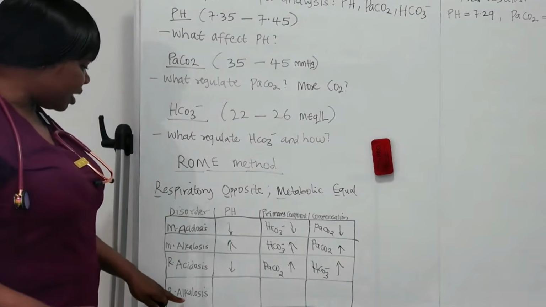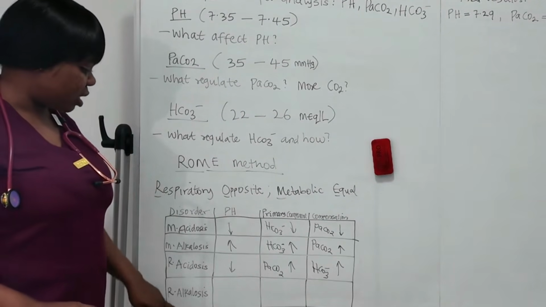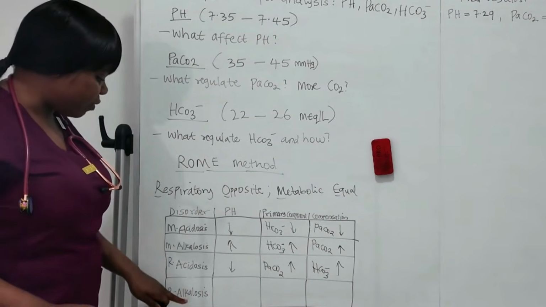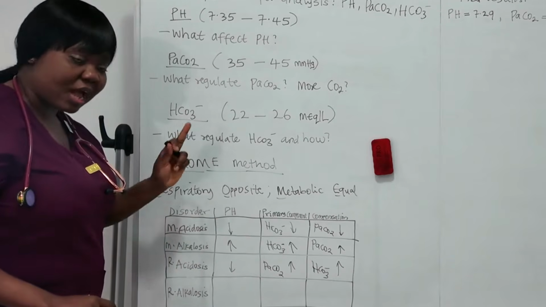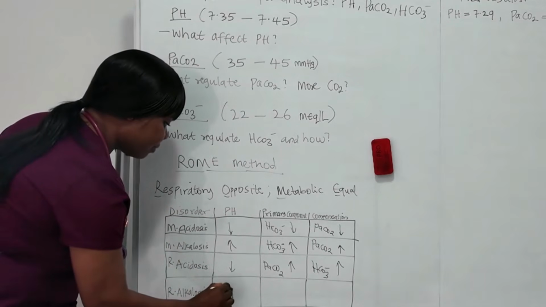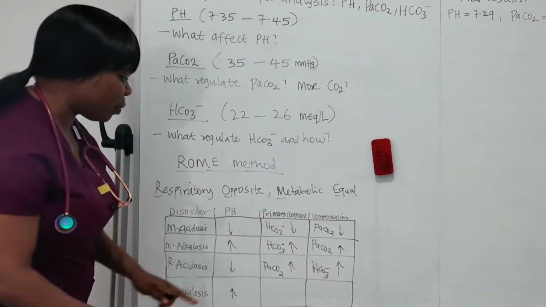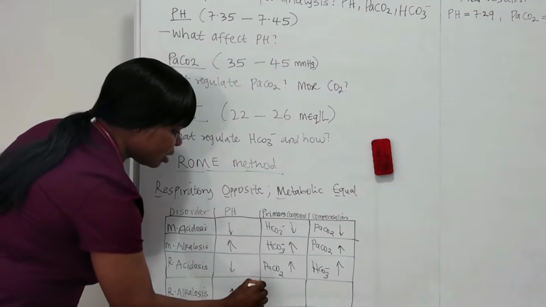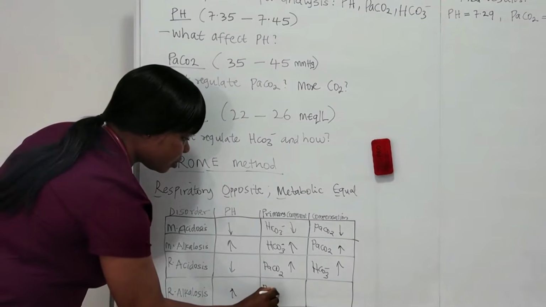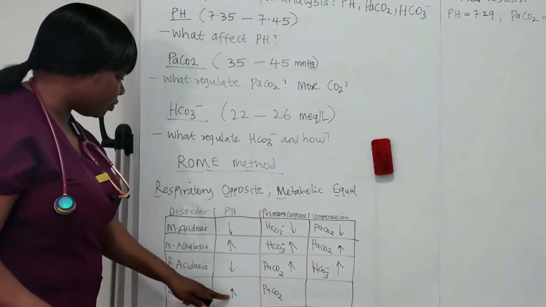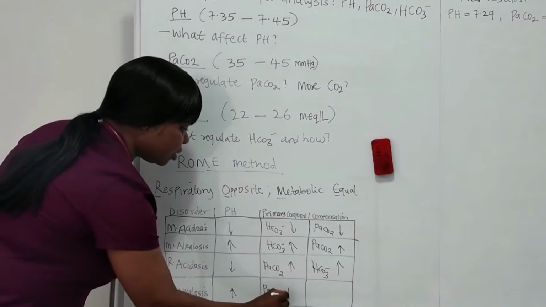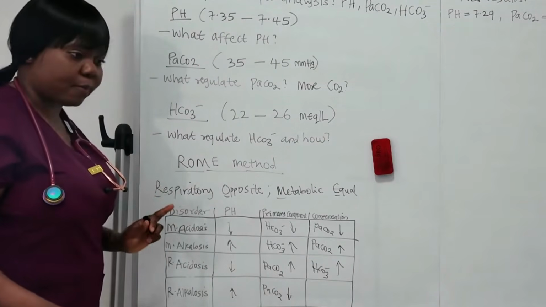And finally, the last one is respiratory alkalosis. So in respiratory alkalosis, first of all, alkalosis means the pH is what? High. It's greater than 7.45. And we know that is also a respiratory issue. So we're looking at PaCO₂. And we say respiratory opposite. So if the pH is going up, the PaCO₂ is going down to show that opposite, respiratory opposite.